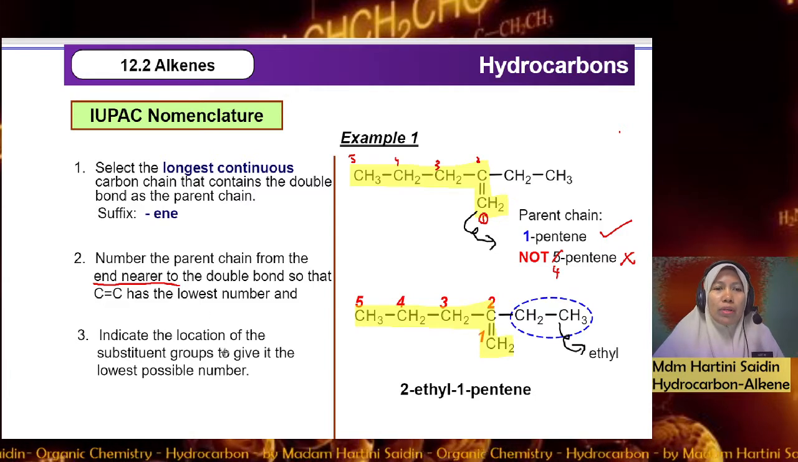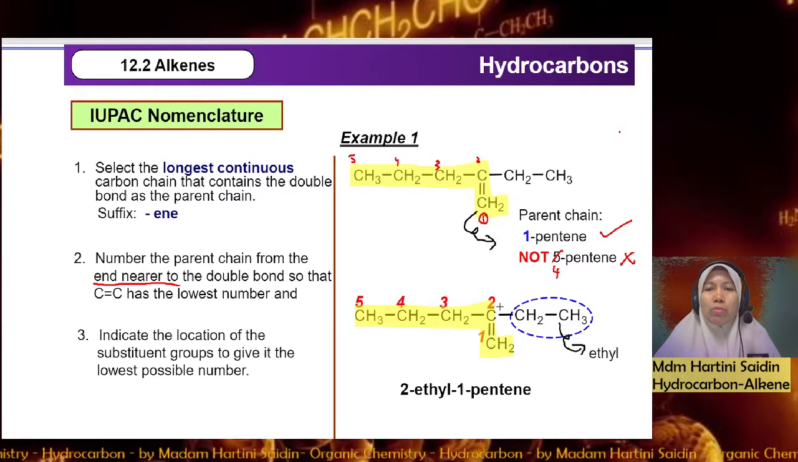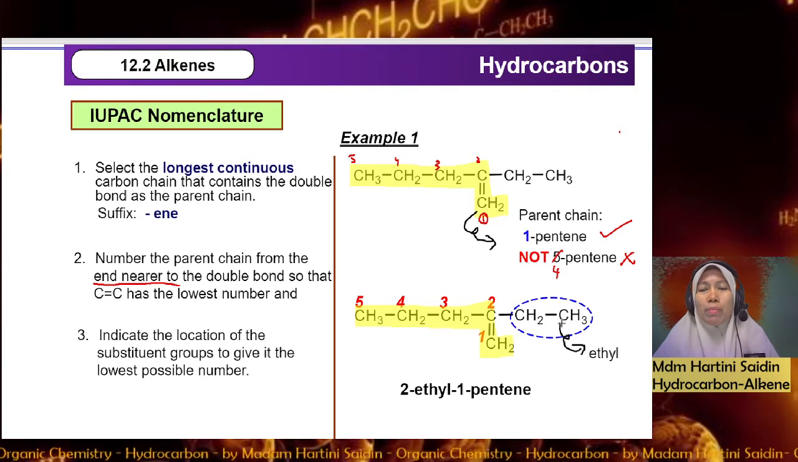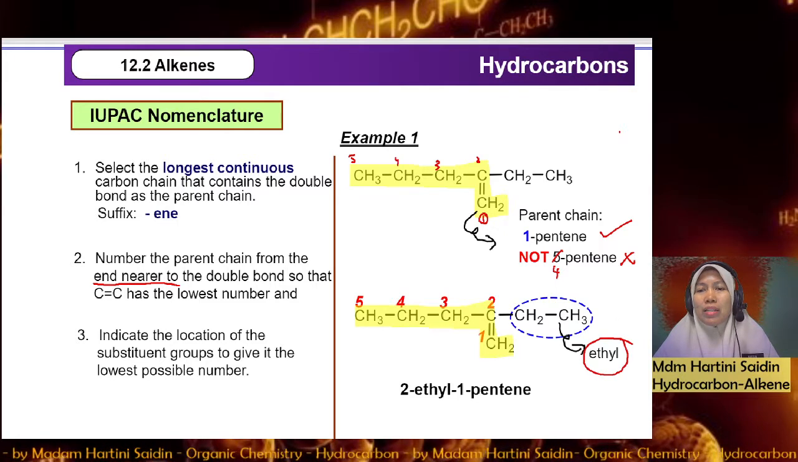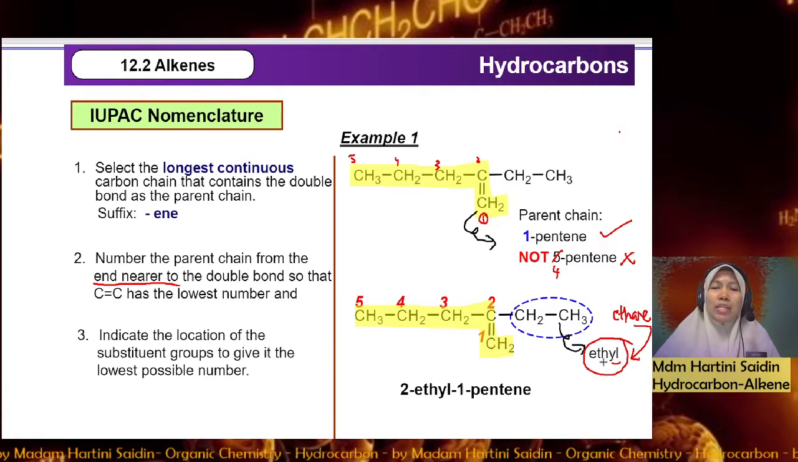Now, indicate the location of the, okay, kalau dia ada substituent, indicate the location of the substituents group to give it the lowest possible number. Okay, sama juga macam ni. Yang ni, sebabkan dia ada substituent, so substituent dia 2 carbon, so which is ethyl. Dari mana datangnya ethyl? Ethyl datang daripada ethane. Tapi bila dia jadi substituent, ane change to il.